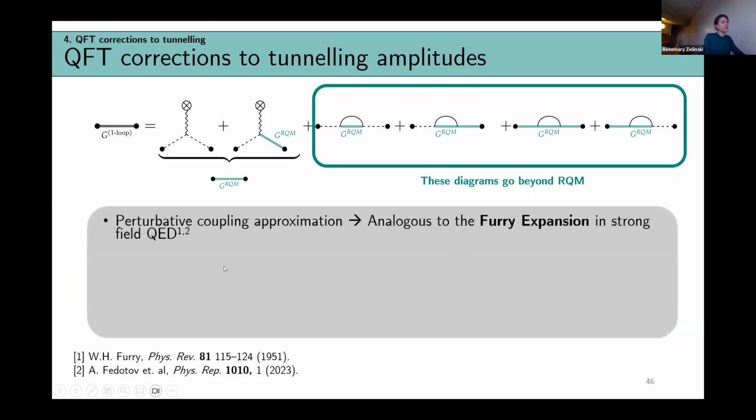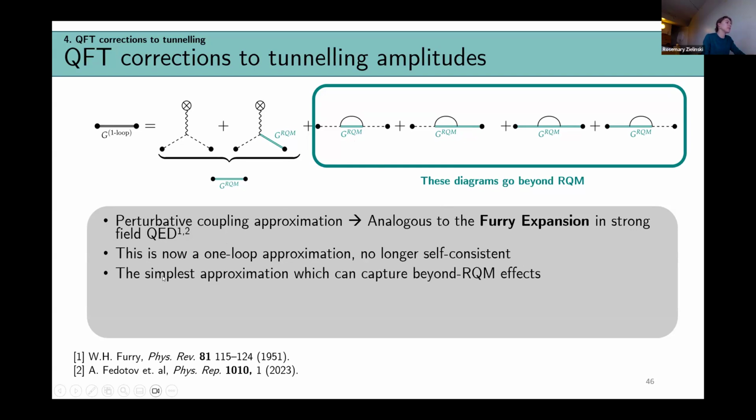Now, it turns out this approximation is effectively a perturbative coupling approximation, where we're assuming that the original field couples to the new quantized field in a perturbative manner, but couples to the external field to all orders. And this is analogous to the Furry expansion in strong field QED. So in this case, you have an electron propagating in some strong external field, and they treat the interaction with the quantized photon field in a perturbative way. So it's completely analogous. And just to reiterate, this is now a one-loop approximation, which is no longer self-consistent. And I believe this is probably the simplest approximation which can capture these beyond relativistic quantum mechanics effects while still being compatible with tunneling.